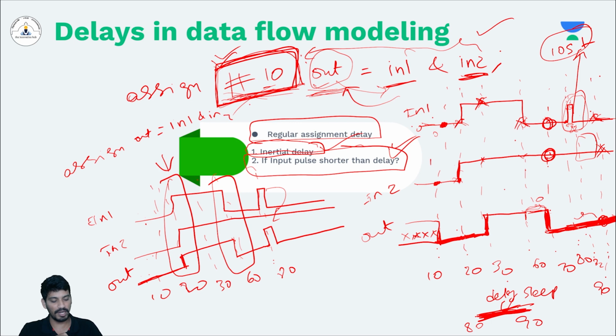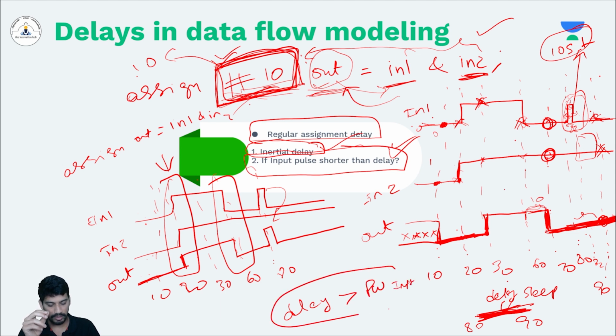But as of now, think like this. Here the delay is 10 nanoseconds, which is greater than the pulse width of the changes in inputs. If your delay is greater than the pulse width of the input changes, then those pulses will be suppressed or eliminated in the output. This is one of the important features in Verilog you need to remember.